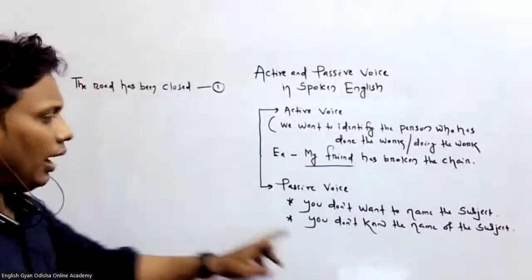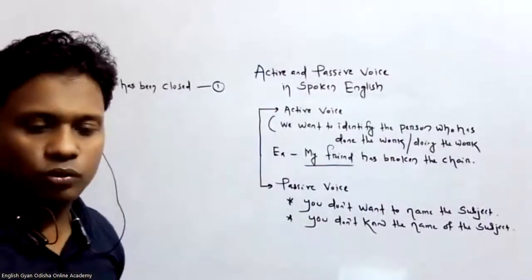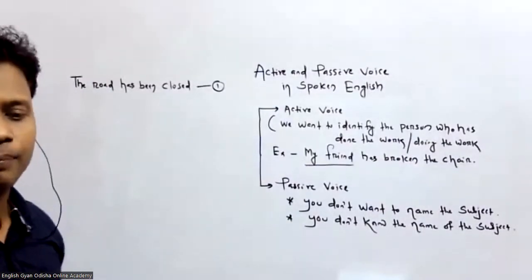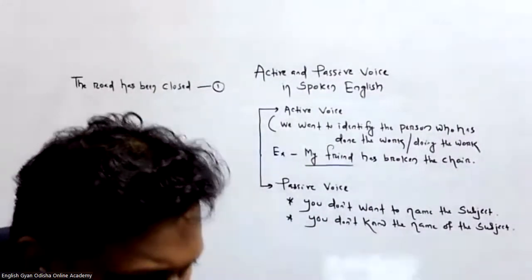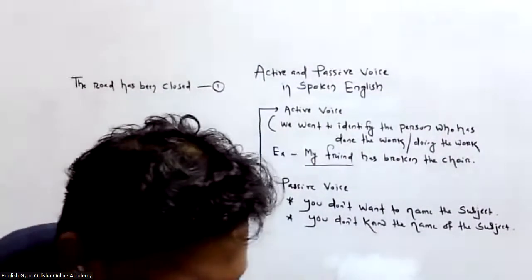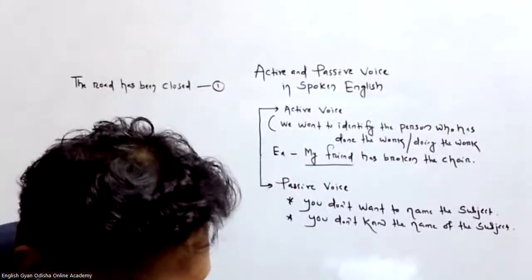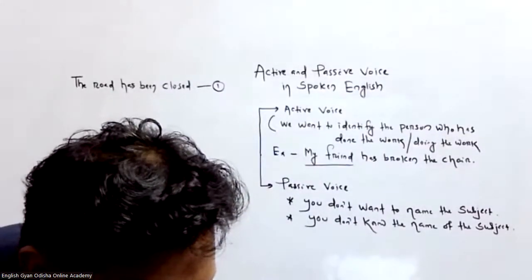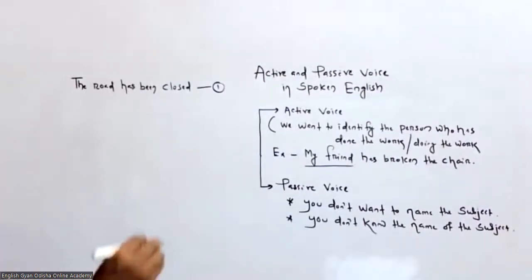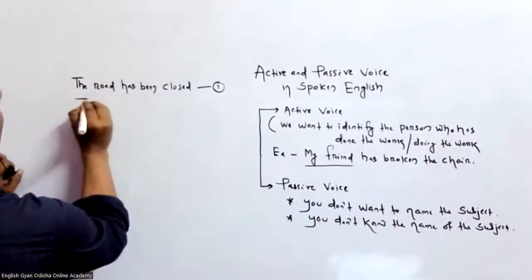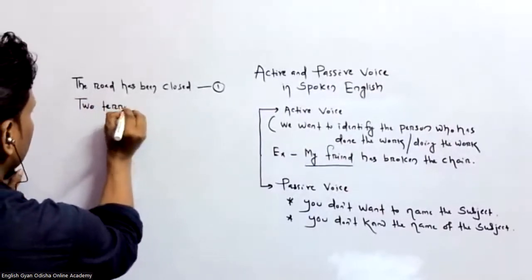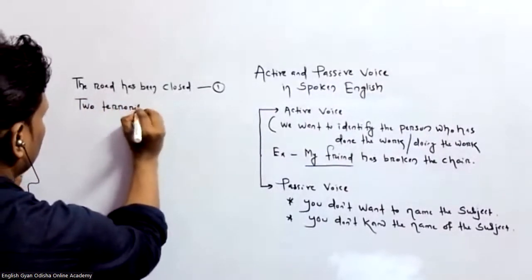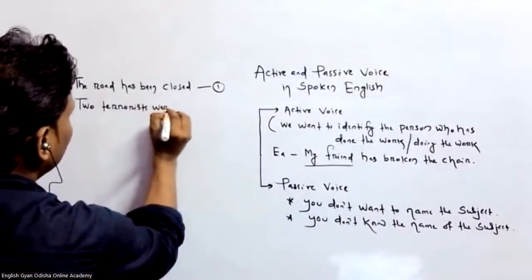Here, I don't know the name of the person who has done it. And the second example I can give you like this. Two terrorists were killed.